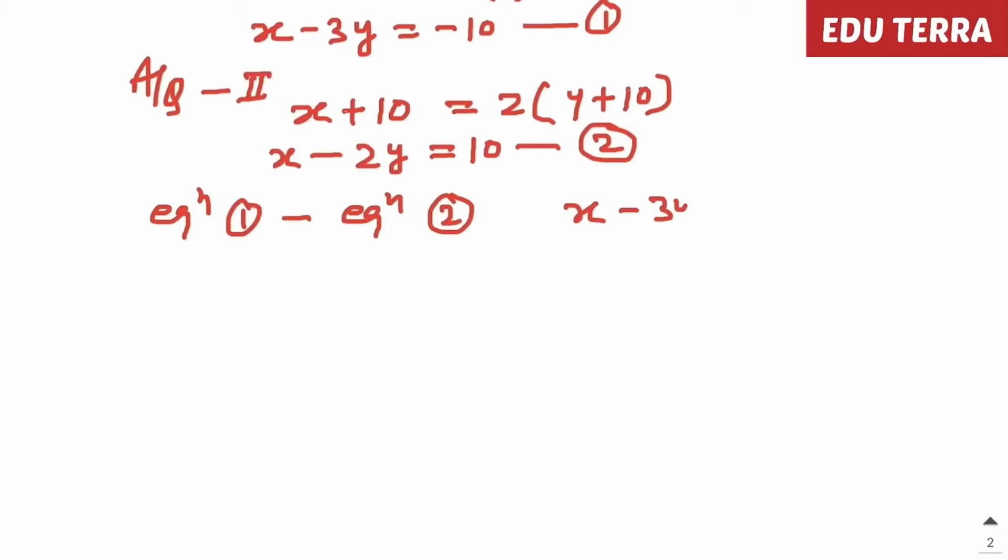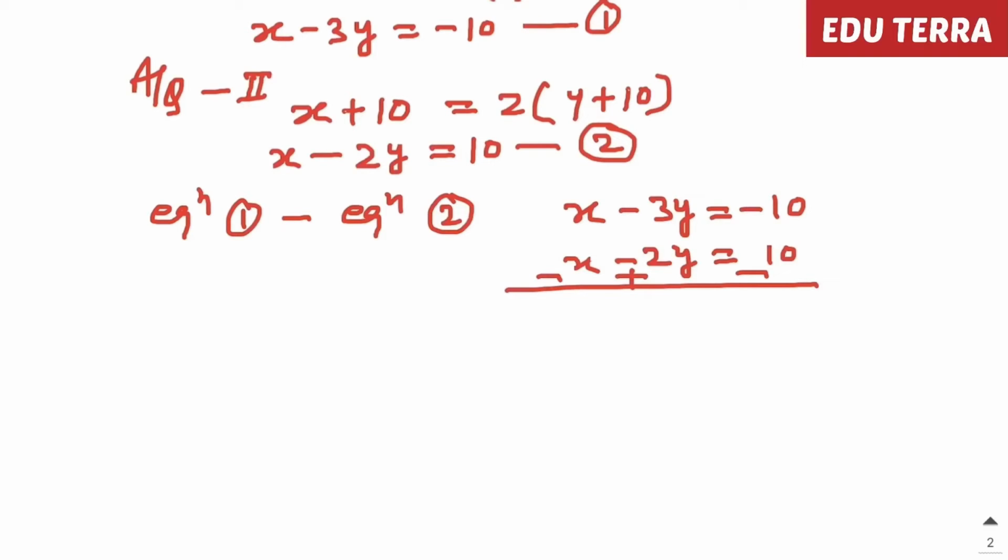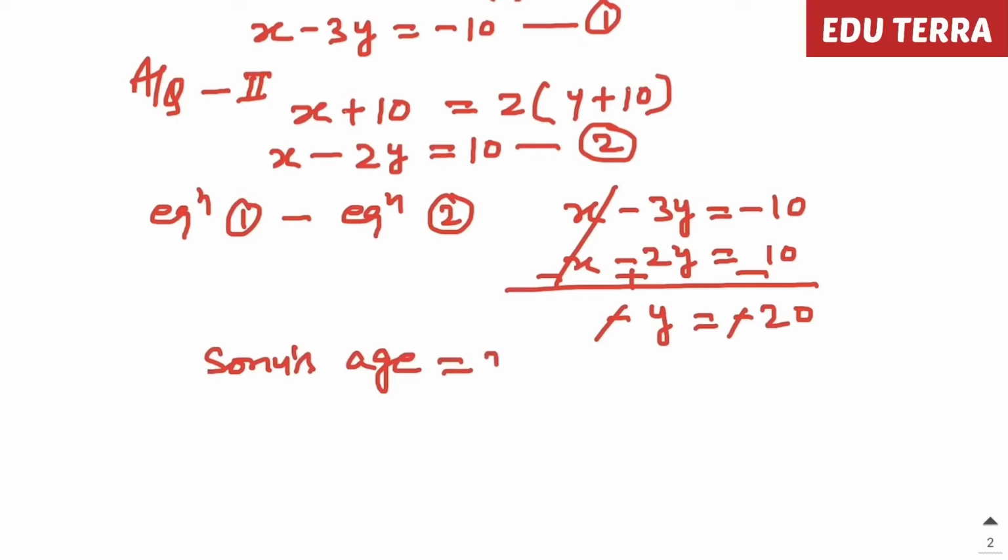x minus 3y equal to minus 10 and x minus 2y equal to 10. So when you will subtract, sign change. So x and x cancel. Here minus y equal to minus 20. So minus and minus cancel. It means y equals to 20. Sonu's age equal to 20 years. Now you can substitute value of y in any one and you will get Noori's age.